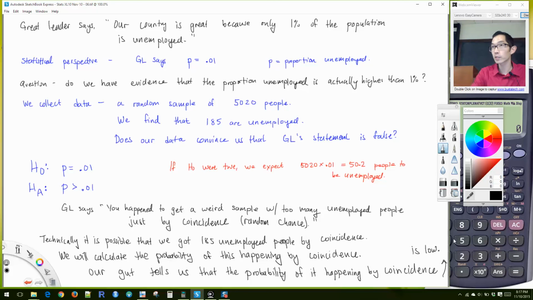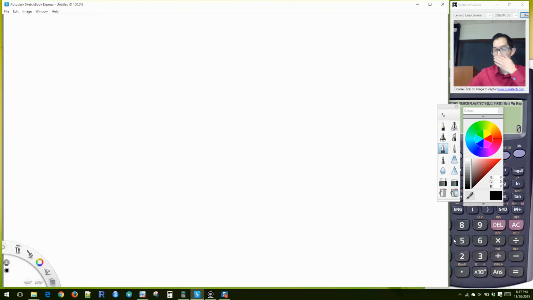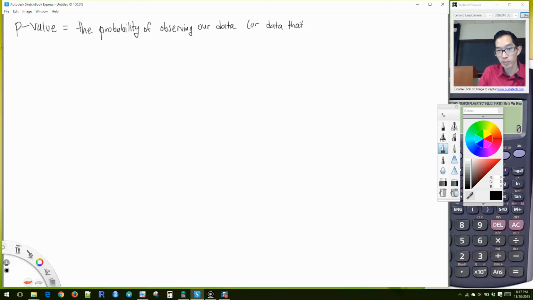So I'm going to flip to the next slide. Is that all right? Okay. And we're going to calculate what's called the p-value. Here's a definition, a very important one. The p-value is the probability of observing our data or data that is more extreme if the null hypothesis were assumed to be true.